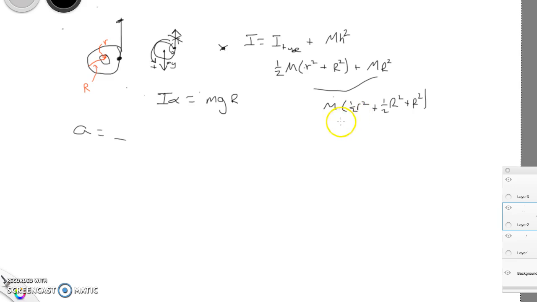Okay, and this gives us m times 1/2 r squared plus 3/2 R squared. And then maybe to simplify things, we'll factor the 1/2 out. So 1/2 m times r squared plus 3 big R squared. That will be our moment of inertia. We'll take that and put it here.